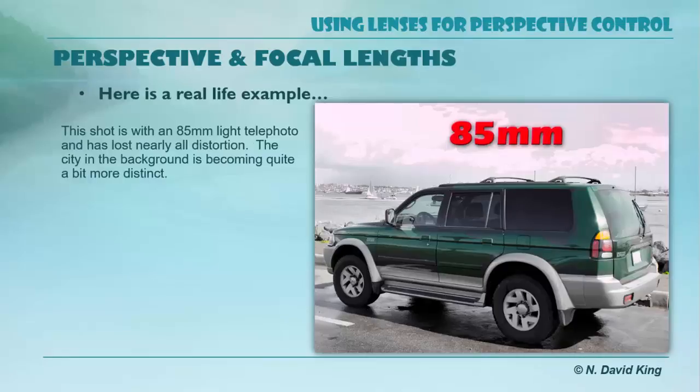But now when we move back to an 85 millimeter lens, now things are just starting to change. We have lost the distortion. This is a perfect lens for that. But the city in the background is becoming quite distinct. You can see it. It's larger. It looks a little closer, actually.